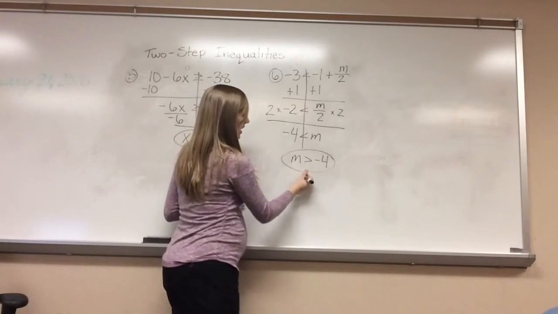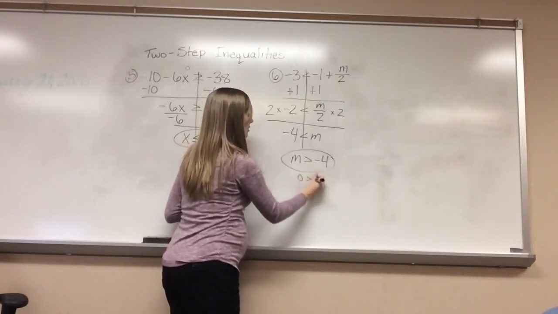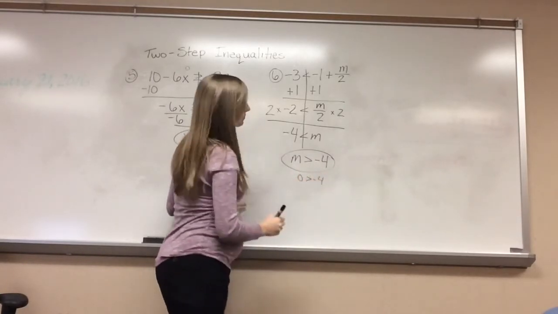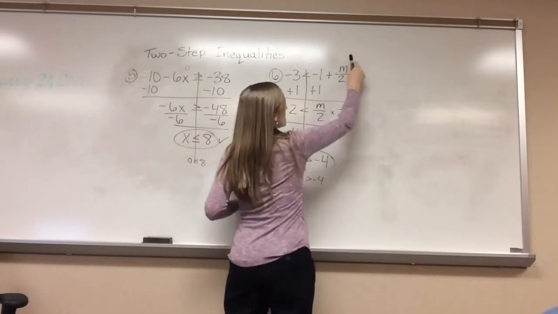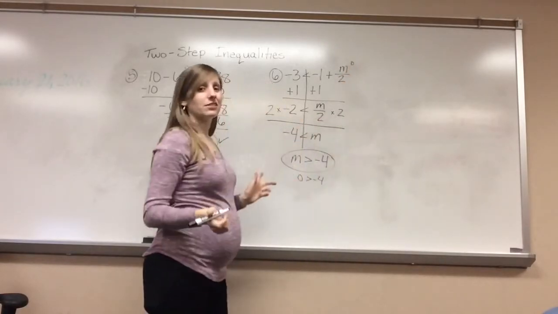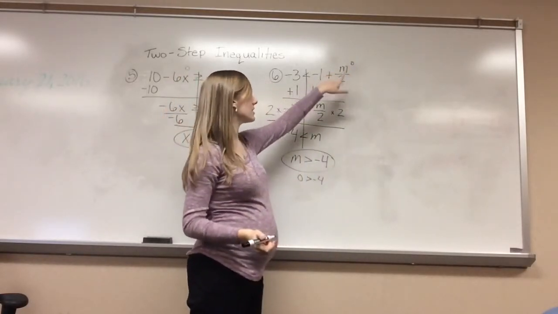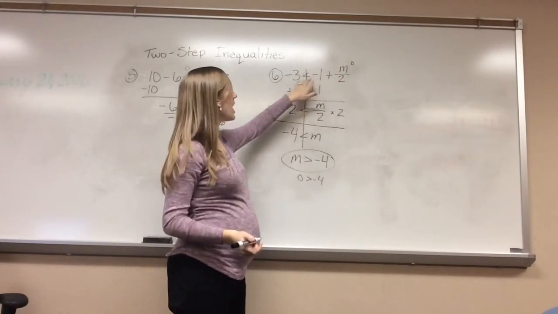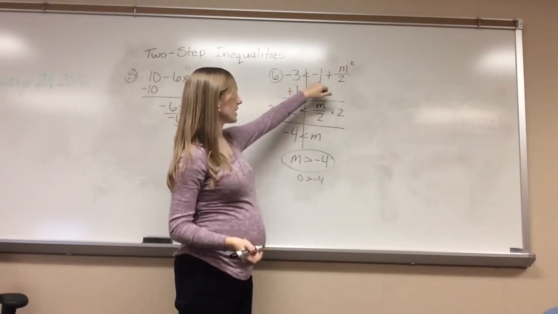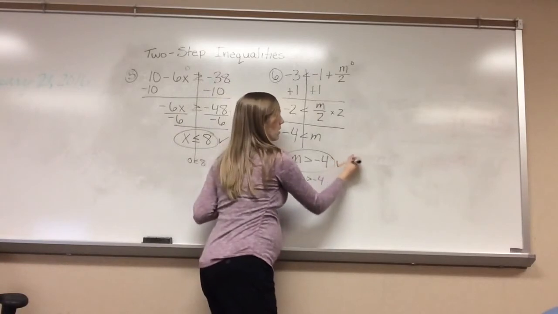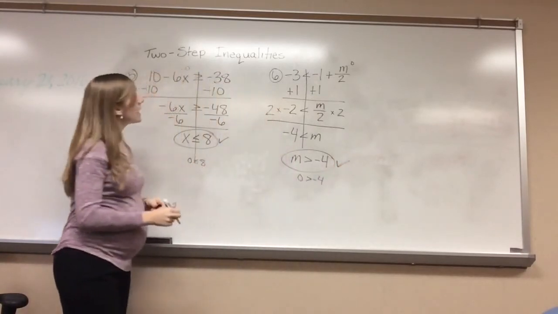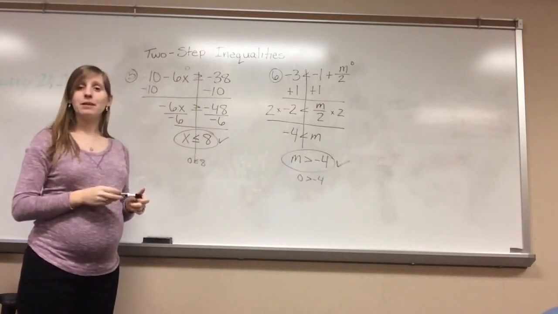If we want to check this, we can use 0 because 0 is greater than negative 4. 0 divided by 2 is just 0. Negative 1 plus 0 is just negative 1. And negative 3 is less than negative 1. So my inequality works. And that's the end of our lesson on two-step inequalities.